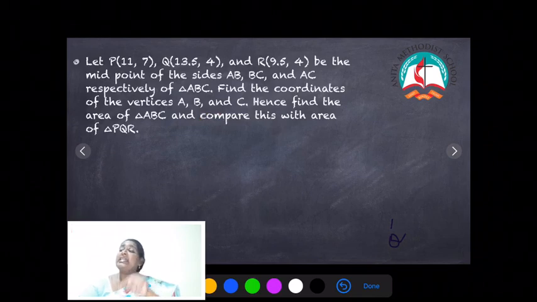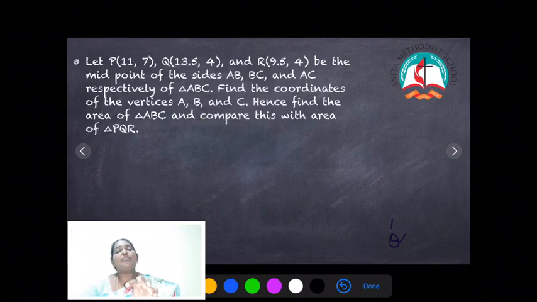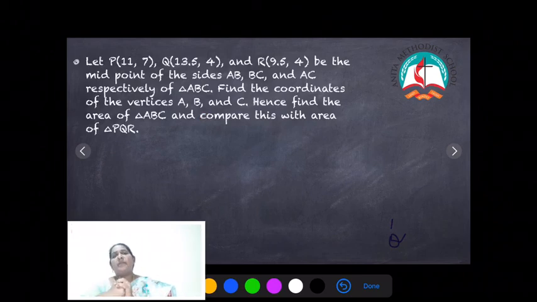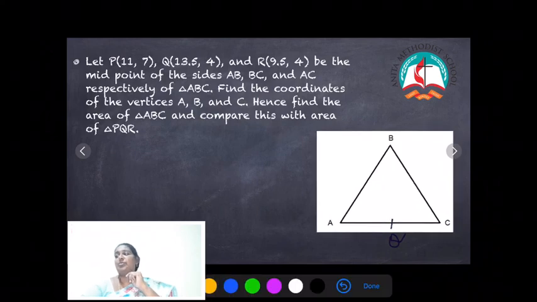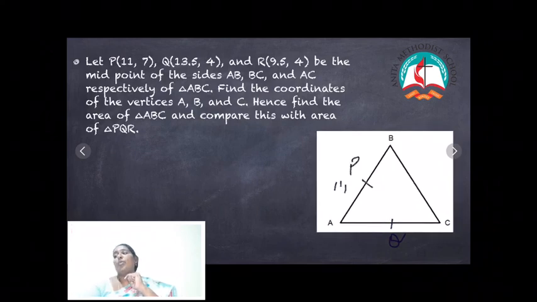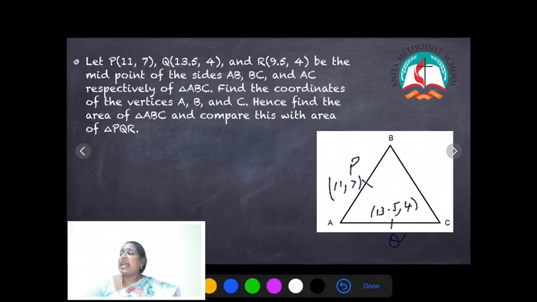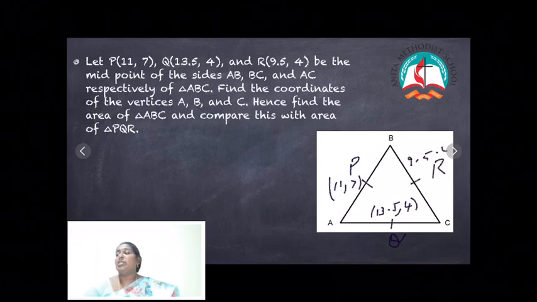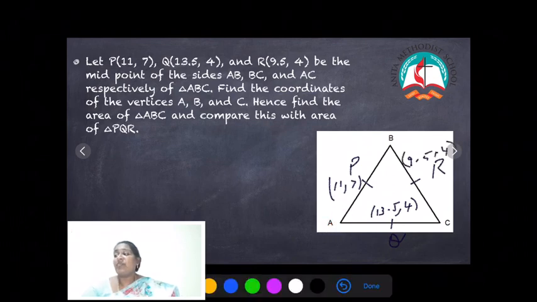Children, here in this problem, the midpoints are given. What are we going to find out? We are going to find out the vertices A, B, C. What do you know? Do you remember the midpoint formula? What is the midpoint formula? x1 plus x2 by 2, y1 plus y2 by 2. Children, the diagram is given. In the diagram, P, Q, R are the midpoints. So, we know the midpoints. But we have to find the vertices A, B, C.